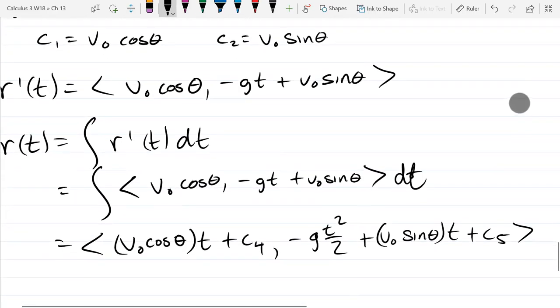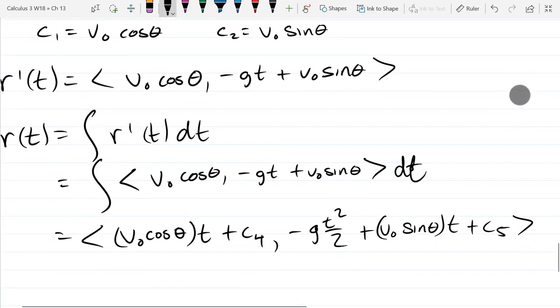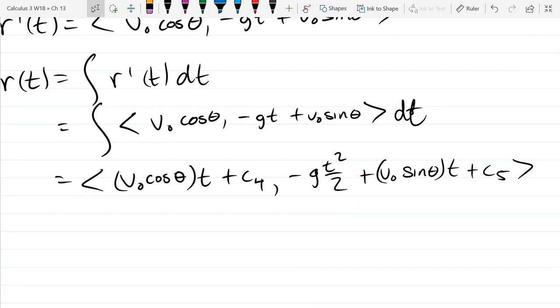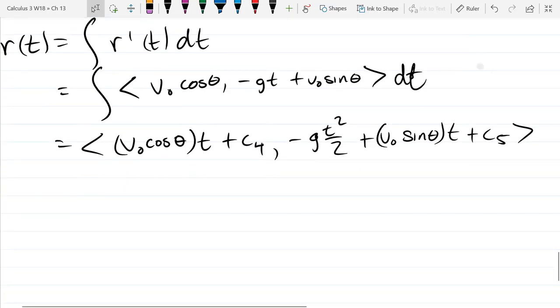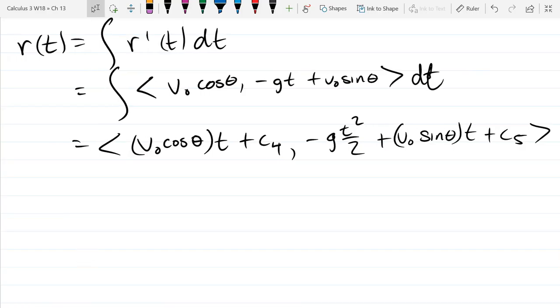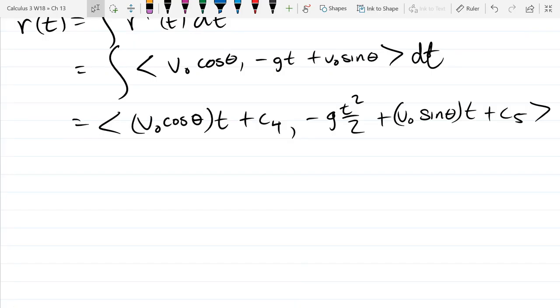I don't know what happened to C3, I just skipped right over it. C4 is cooler anyways. Let me use C5. C3 got scared. C4. All right, so there's our position right there.